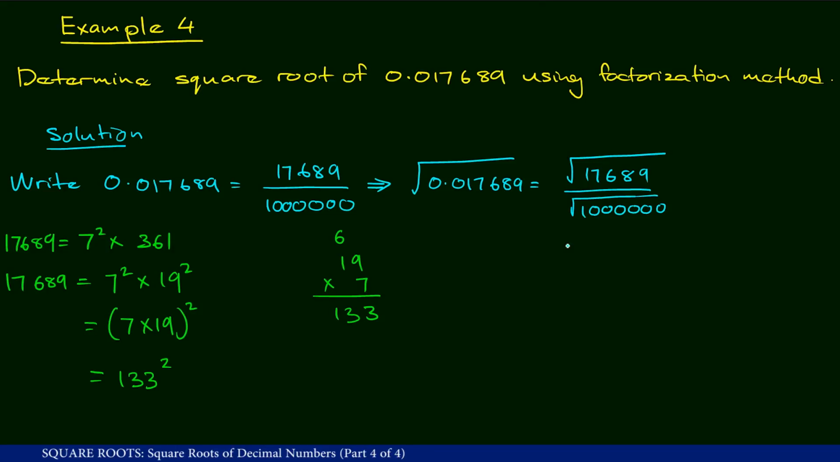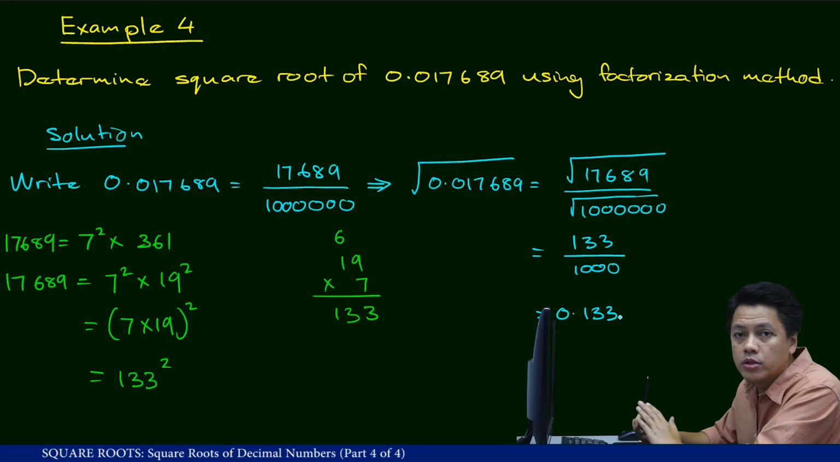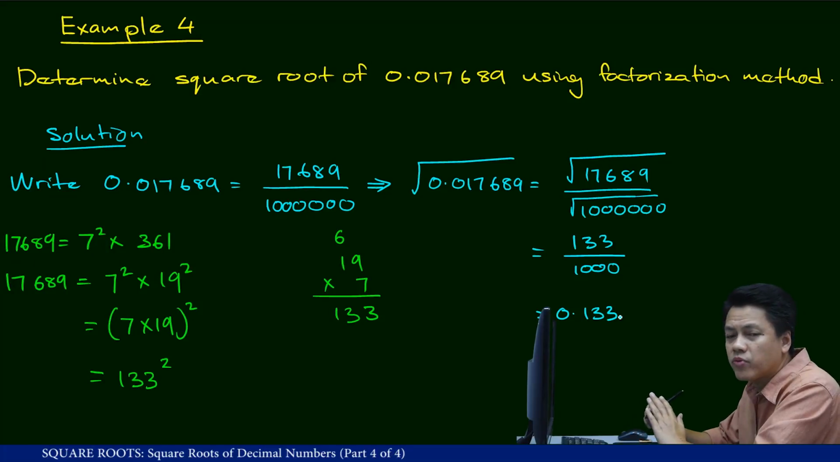Let's get back to this calculation. This means the square root of 0.017689 is equal to 133 over 1000, which is equal to 0.133.